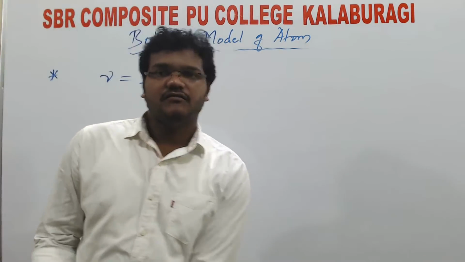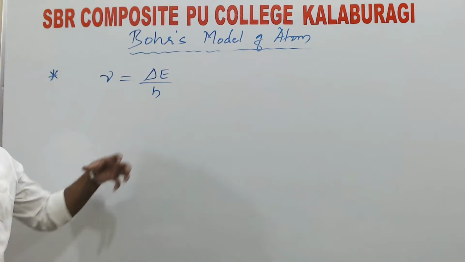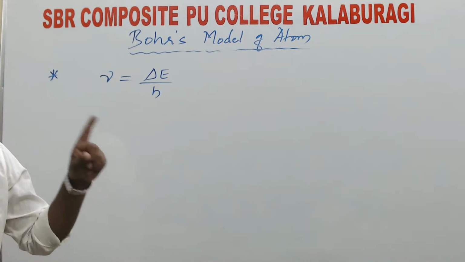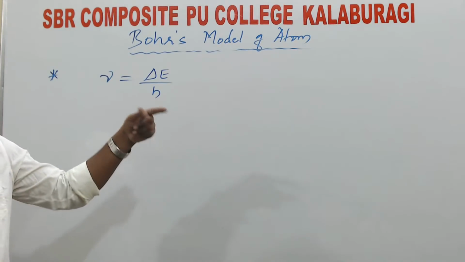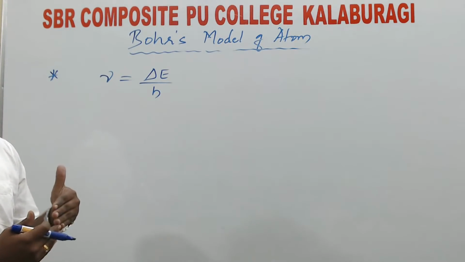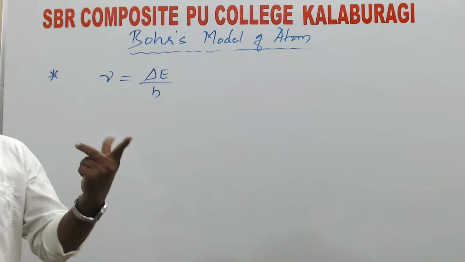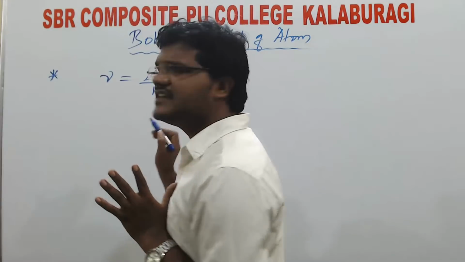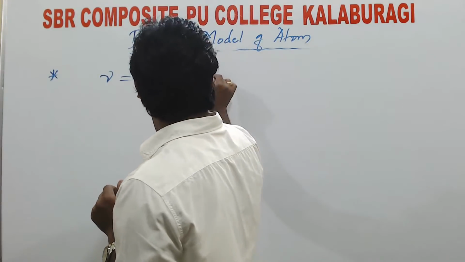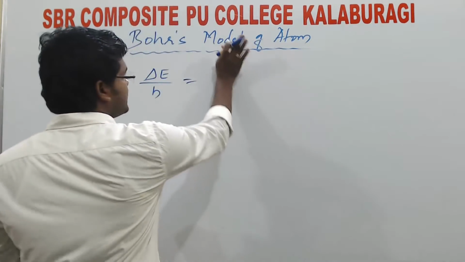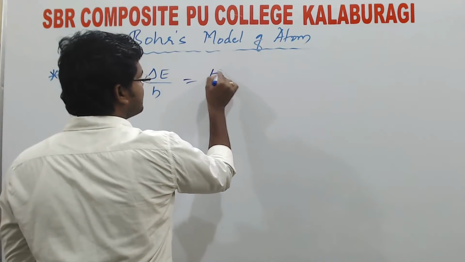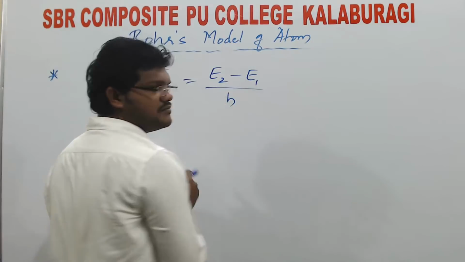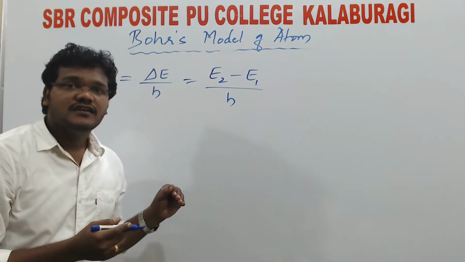The frequency of radiation absorbed or emitted when a transition occurs between two stationary states that differ in energy by delta E. This delta is nothing but the change in energy. So that can be written as E2 minus E1 by h.